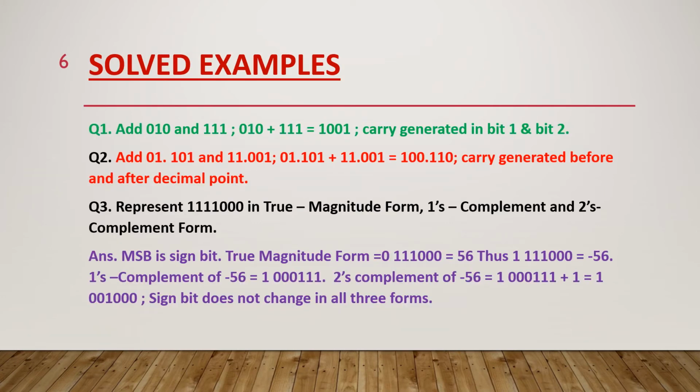Now we'll see some of the solved examples where you can practice. They'll help you during the preparation of the home assignments as well as for the exams. So first thing is add 0, 1, 0 and 1, 1. So we take 0, 1, 0 plus 1, 1, 1, it is just like the decimal, and it is equal to 1, 0, 0, 1.